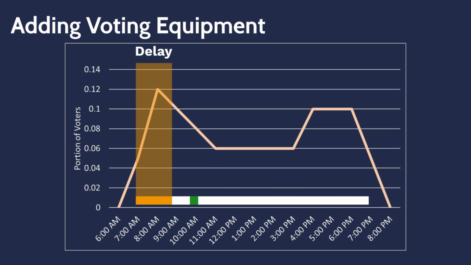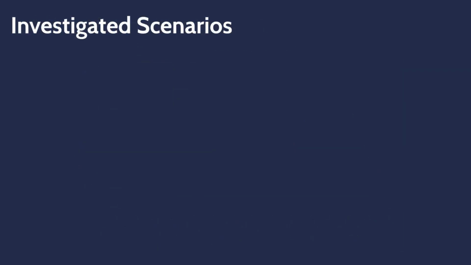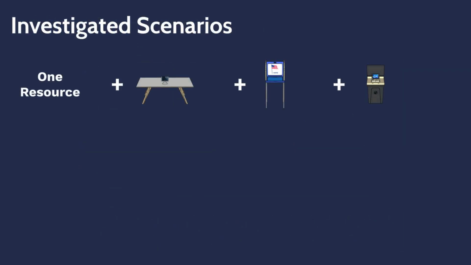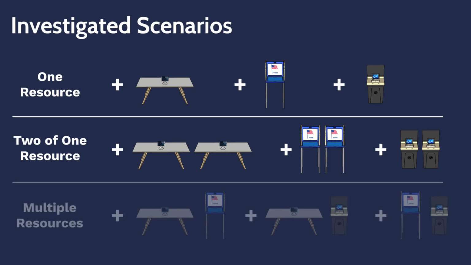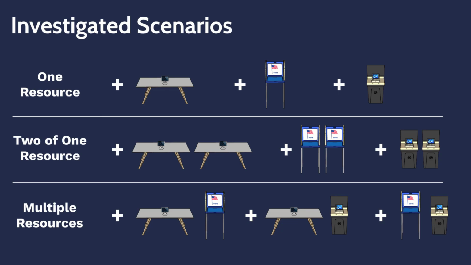This video focuses on the effects of adding resources to the polling location 1 hour after the polling location starts processing voters, representing additional resources being transported and set up at the polling location in order to respond to these delays. Several scenarios will be explored, including the addition of 1 extra resource at a time, such as an extra check-in, the addition of 2 pieces of the same equipment, such as 2 extra privacy booths, and the addition of multiple types of equipment, such as an extra check-in and privacy booth.